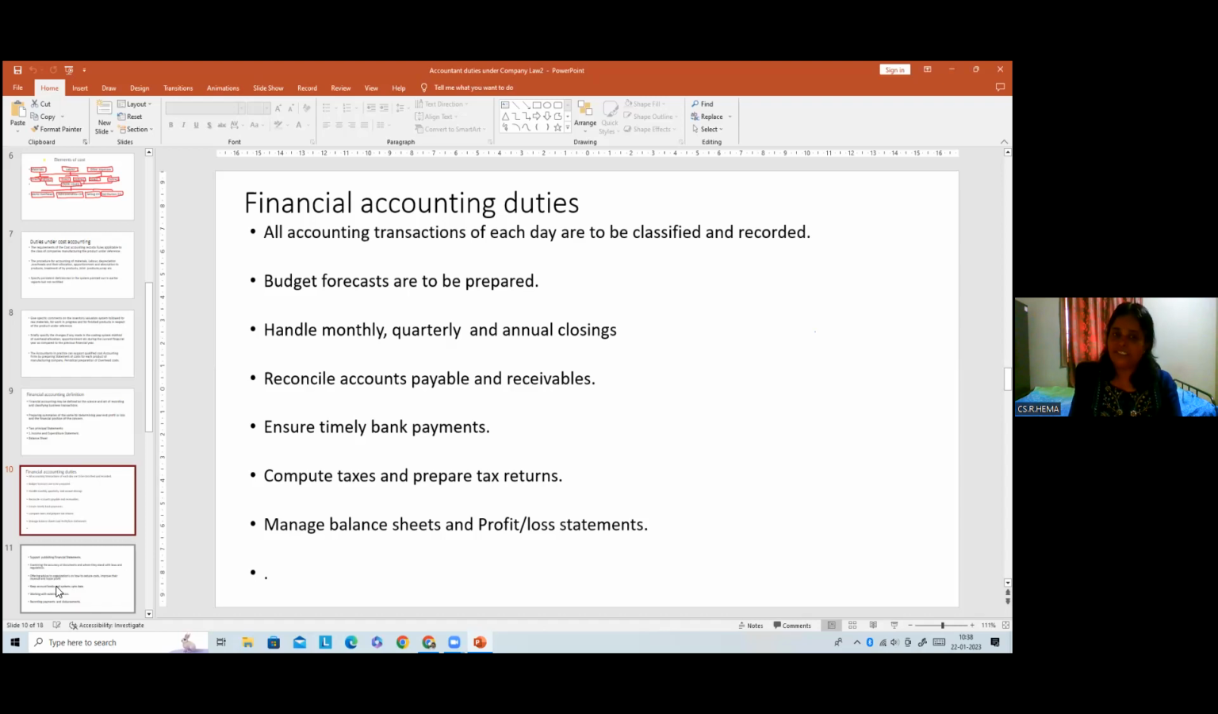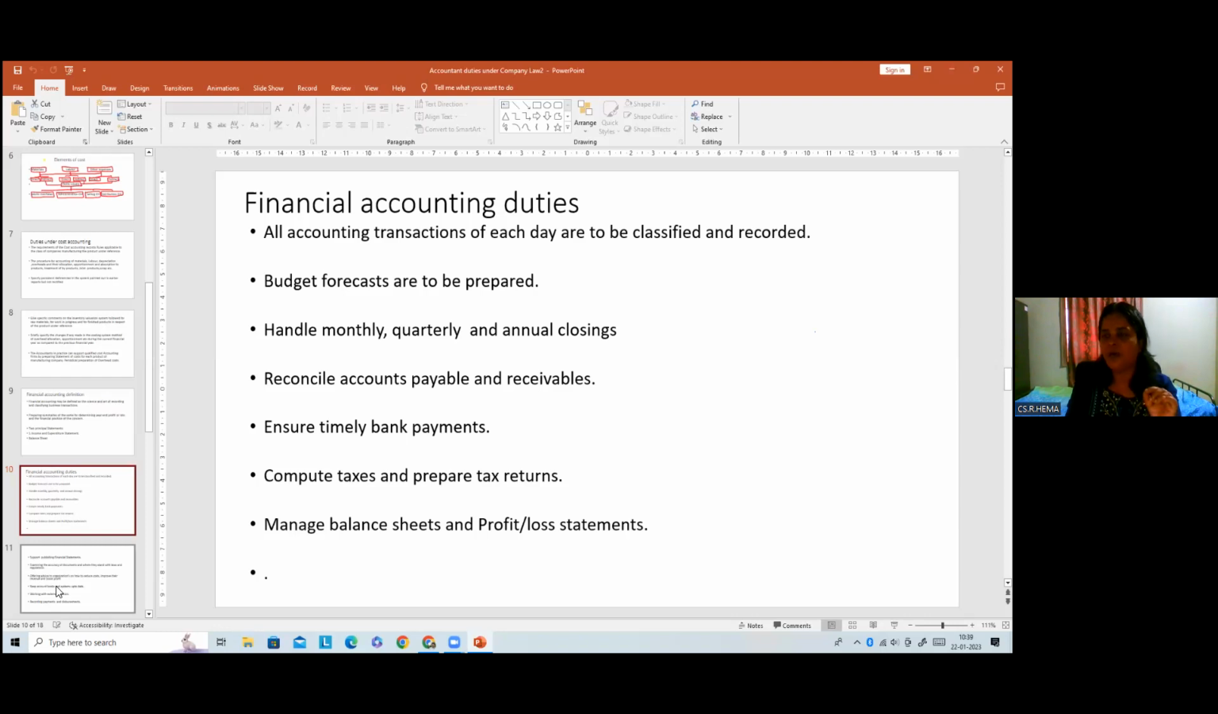First, budget forecasts to be prepared. For the company, you can prepare the budget forecast. It itself needs a very big explanation, but as a time constraint, I'm just giving the headings. You can go to Google and see the topics. Handle monthly, quarterly, and annual closings that you are doing. Reconcile accounts payable and receivables. Tally gives you this information. Ensure timely banking payments. If you do the timely banking payments, the contra entry won't be affected. Compute taxes and prepare tax returns. Manage balance sheets and profit and loss statements.